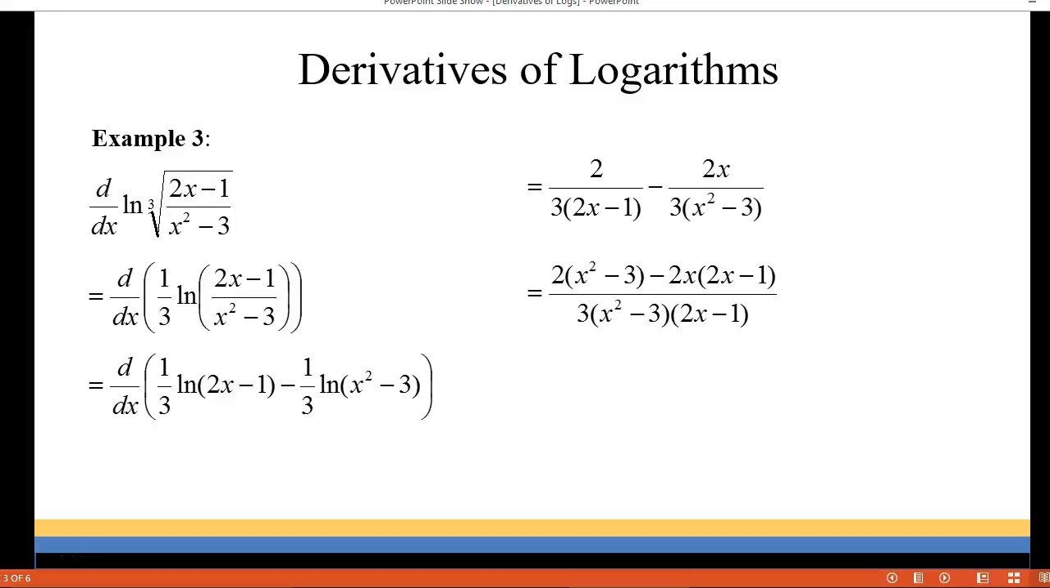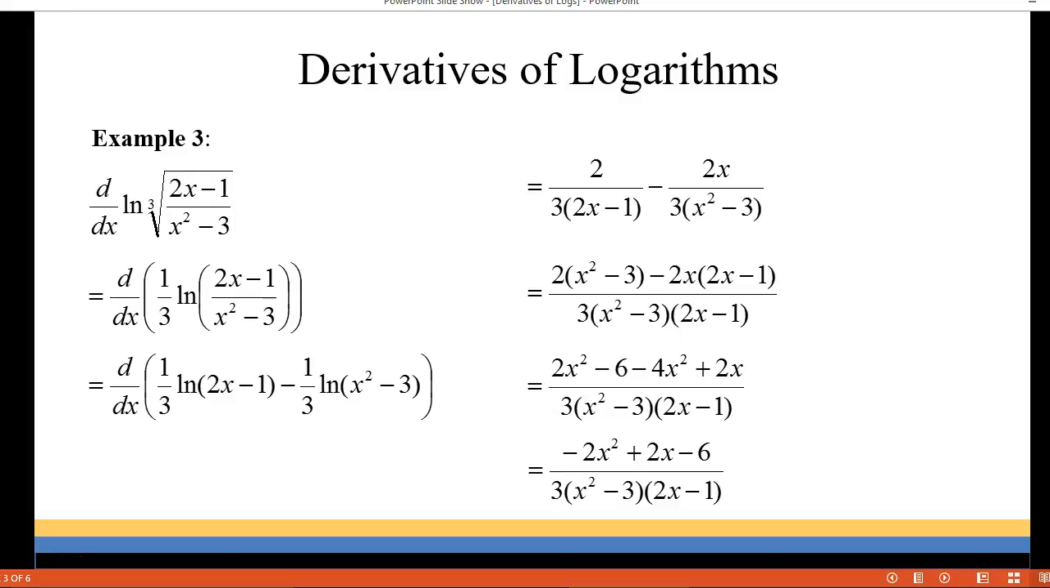So I'm multiplying the first fraction by x squared minus 3, and the second one by 2x minus 1. Then I'm going to distribute the 2x squared minus 6, and distribute the negative 2x, which gives me negative 4x squared plus 2x. Then combining like terms, I get negative 2x squared plus 2x minus 6 in the numerator. You can also rewrite that by putting the negative out front and changing the signs of all the numerators.